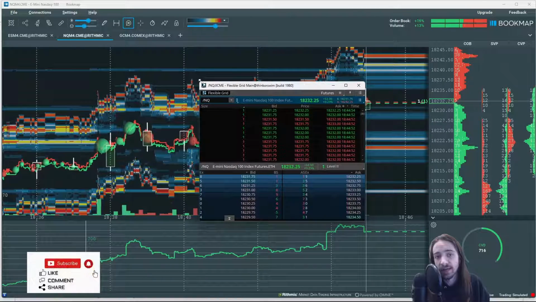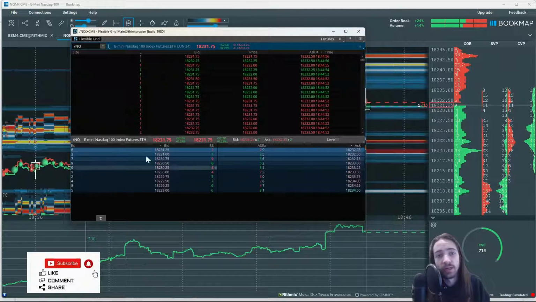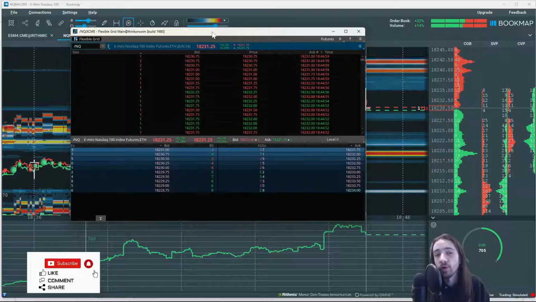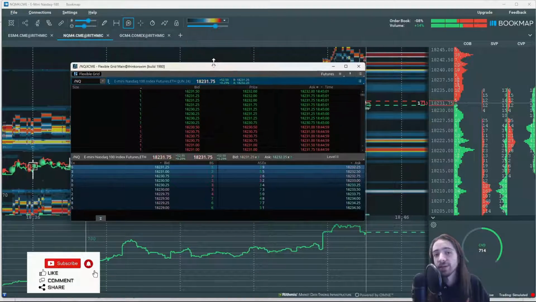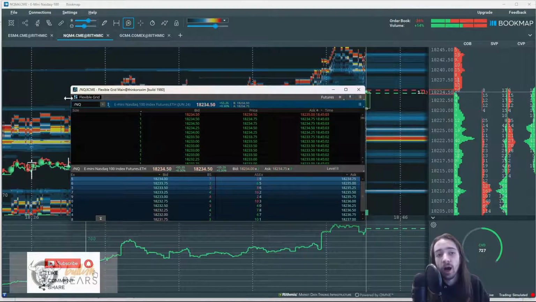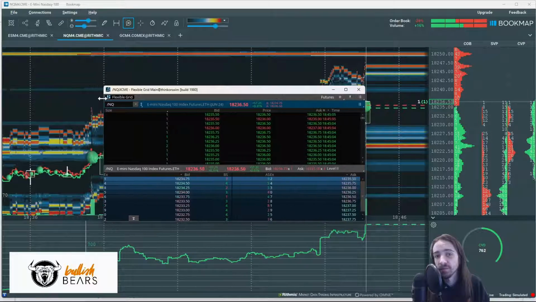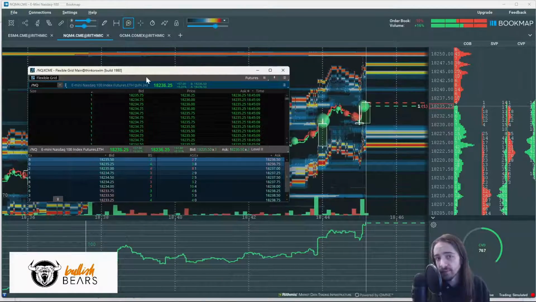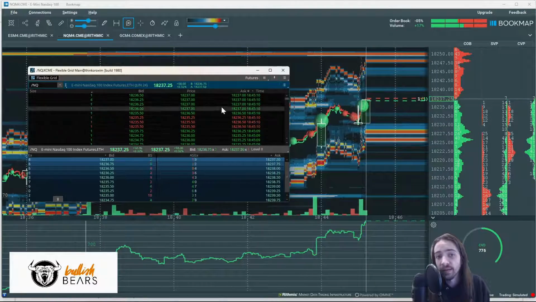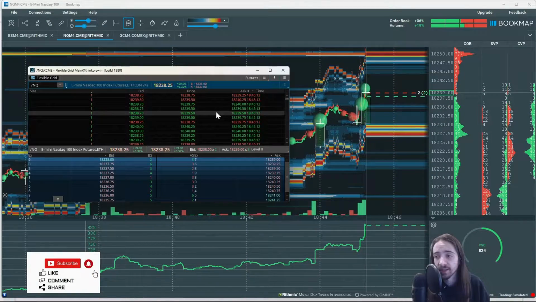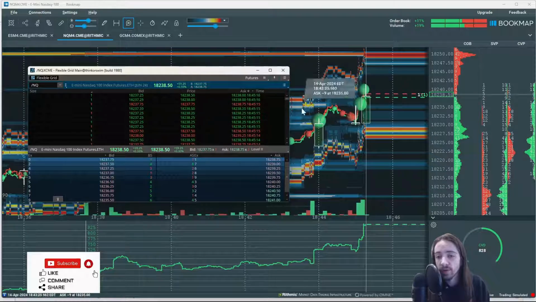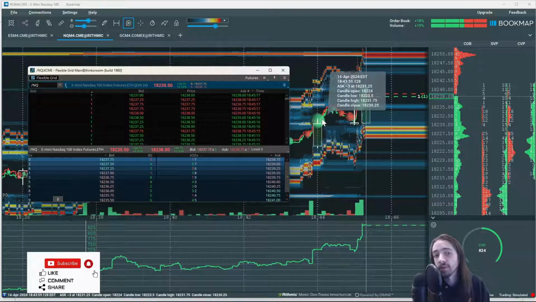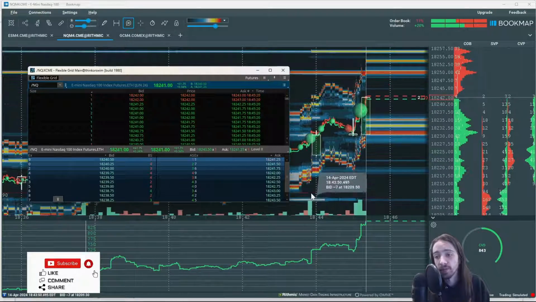So there's two things we could do. We could either look at our time and sales and level 2 with something like Thinkorswim, or we could use something like Bookmap, where it gives us the visual of the time and sales and level 2, making it that much easier. So for example, if we're looking for the time and sales, these are orders that were executed in the market. We're going to look at these bubbles and the volume bars down here.